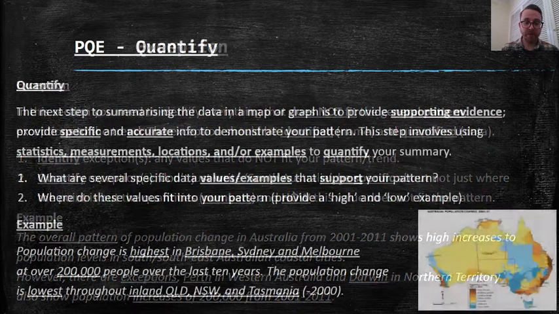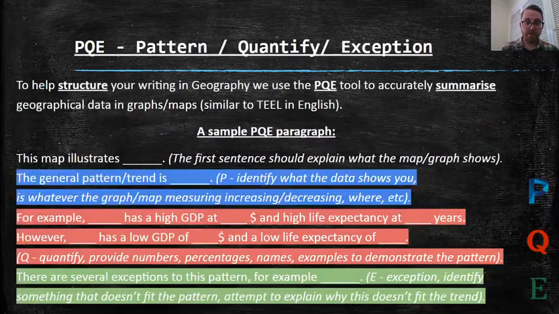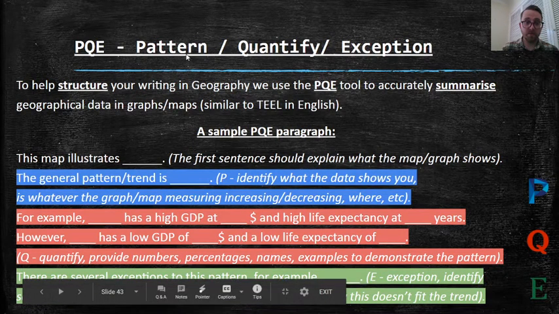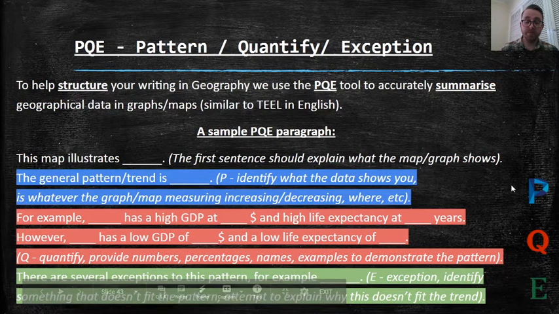If you smash all that together, it's going to look something like this. It's going to be nice and structured. What is the map? PQE. So my pattern, my quantities, and my exceptions. It's going to be 3 or 4 sentences long, and you'll get full marks for summarizing your map.